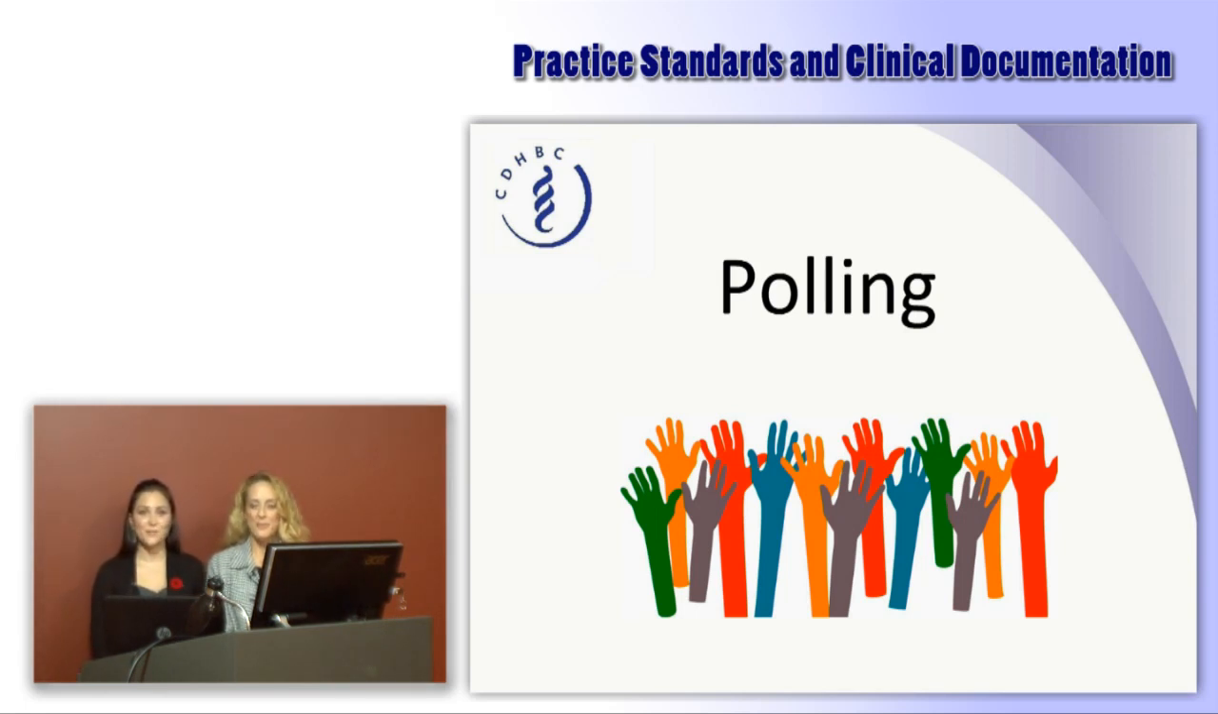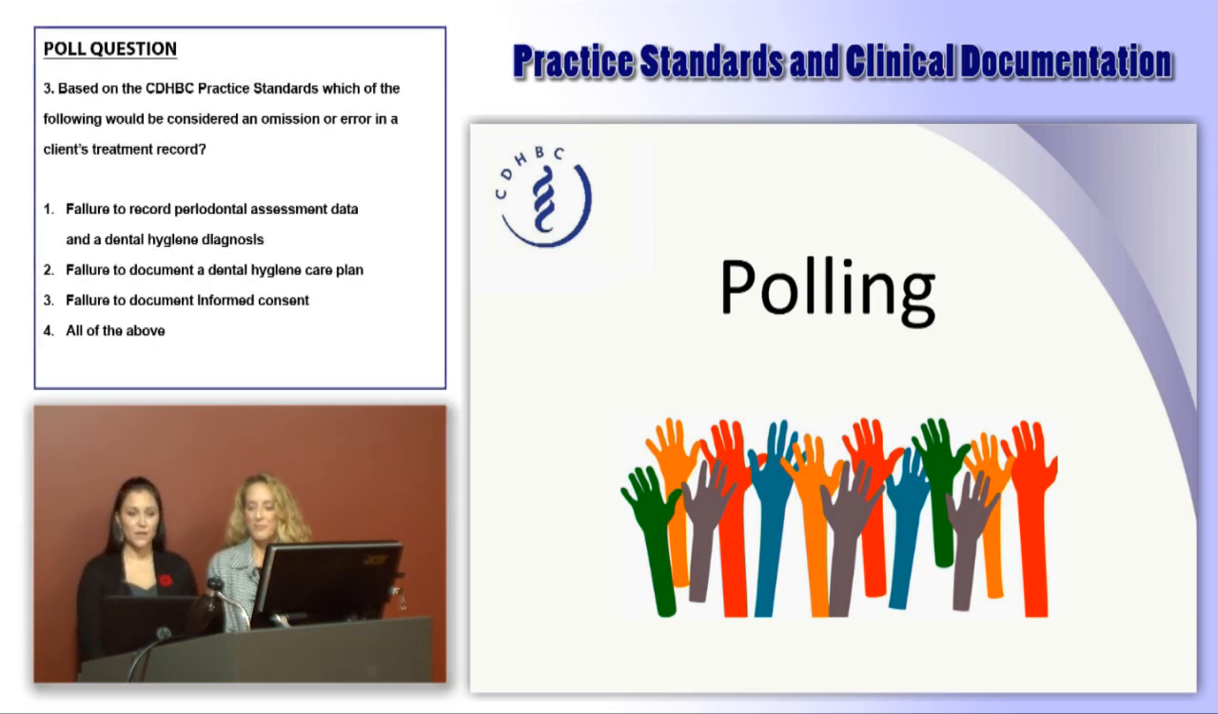All right, on to question number 3. Based on the CDHBC practice standards, which of the following would be considered an omission or error in a client's treatment record? 1, failure to record periodontal assessment data and a dental hygiene diagnosis. 2, failure to document a dental hygiene care plan. 3, failure to document informed consent. Or 4, all of the above. I'll open the polls now. Please vote.